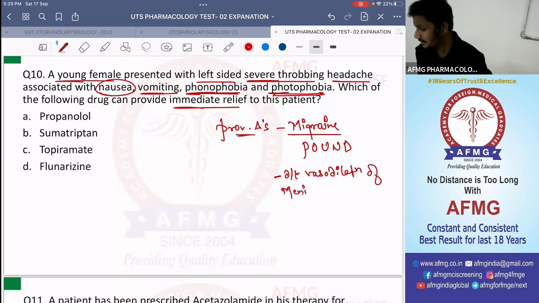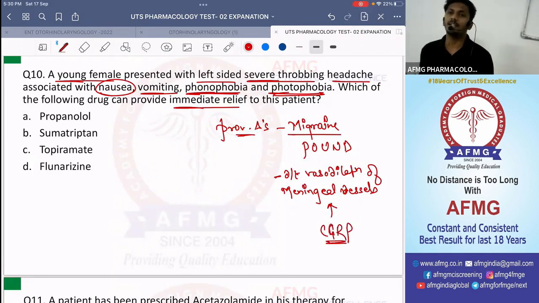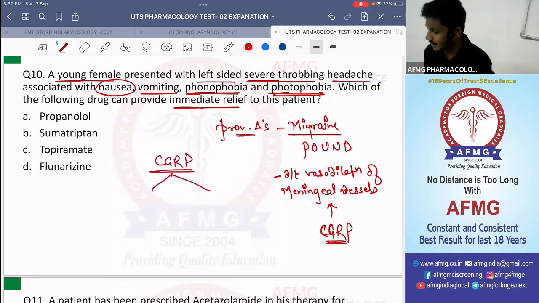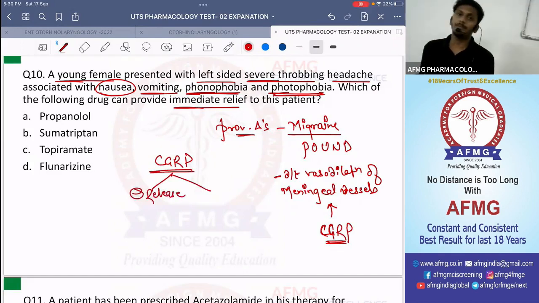In the meningeal vessels, it is due to vasodilation of these meningeal vessels, and this vasodilation is due to release of CGRP, calcitonin gene-related peptide. So what should be done? We can usually give the drugs which will inhibit the CGRP release. And which are the drugs which will inhibit CGRP release?